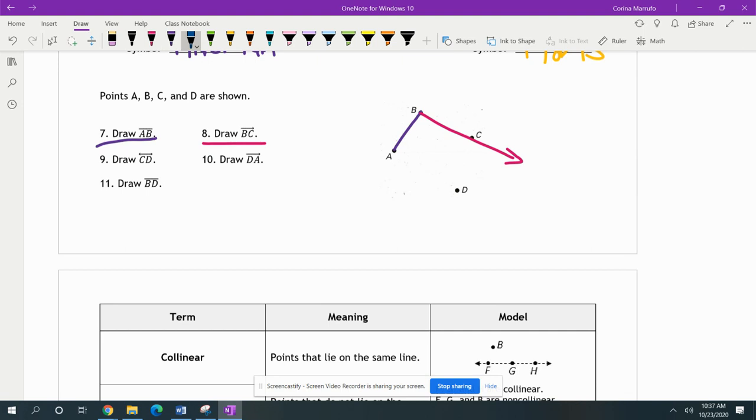Then it says draw line CD. So CD is going to be a line that extends forever in both directions, so we put arrows at both ends. This one says draw DA. They want us to draw a ray from D through A. And then last, they want us to draw the line segment from B to D. So there's a segment.